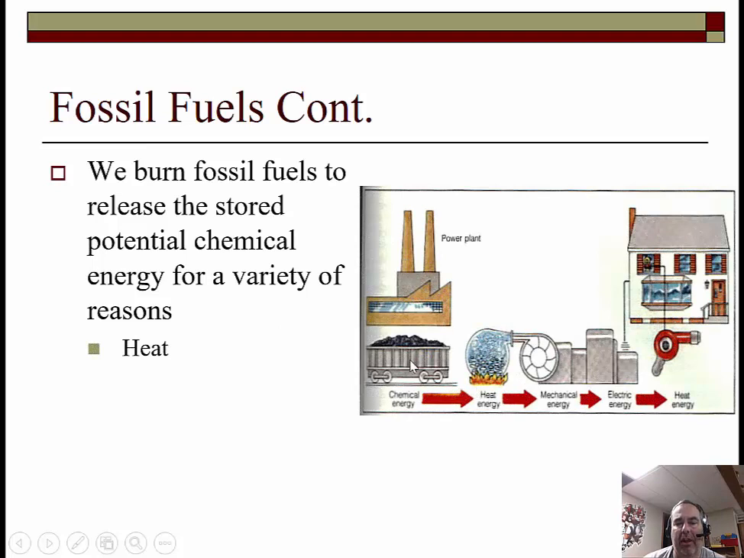Okay, so here's our chemical energy, there's the coal, all of a sudden we heat it up. Okay, that's that thermal energy. All of a sudden it's turning that turbine, that generator here, and as that's turning, that's mechanical energy. Mechanical energy is now converted into electrical energy. That electrical energy gets to your house, and in this case they're using a blow dryer.